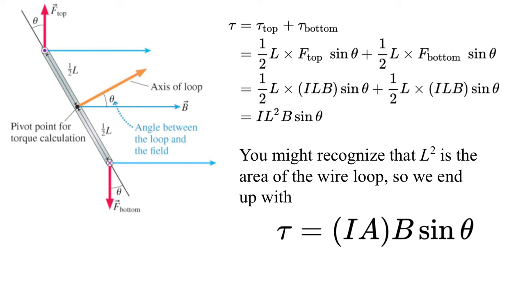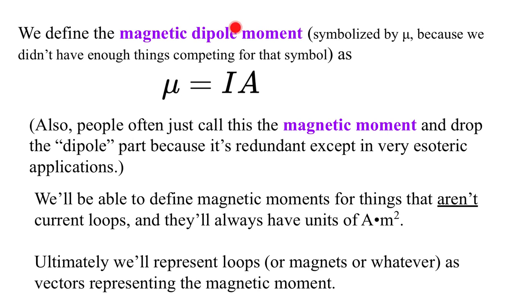So the total torque is the current times the length of the square squared times the field times the sine of the angle between them. You might recognize that L squared is the area of the loop, so the torque is I times the area times the field times sine theta. We now define the magnetic dipole moment, symbolized by mu, because we don't have enough things using mu in physics, as mu is I times A.